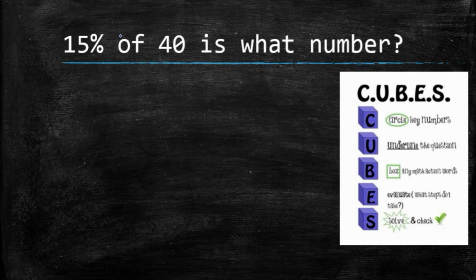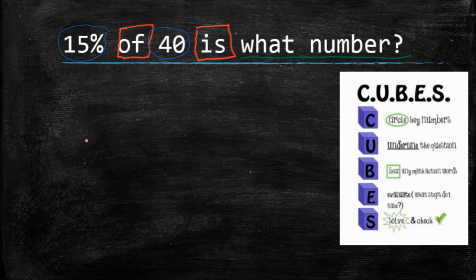So we've got here 15%. That's very important. We've got 40. Okay, and we're going to underline the question, and that is what number? And we're going to box in our action words, but any words that are important, we're going to go ahead and box in. And that is definitely, specifically in these proportion problems, the of and the is.